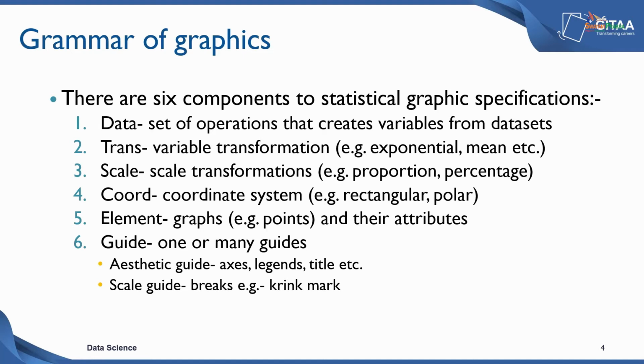The last component is called guide, which can either be aesthetic or scale. Now if you have aesthetic guides, then it represents the axis, legends or titles of the graph, and if you have scale guide, then it represents basically the breaks or the tick marks in your graph. So whenever we have a graph where the axis limits or bounds are out of range, then we would like to shrink the range by using a tick mark. So that is scale guide.